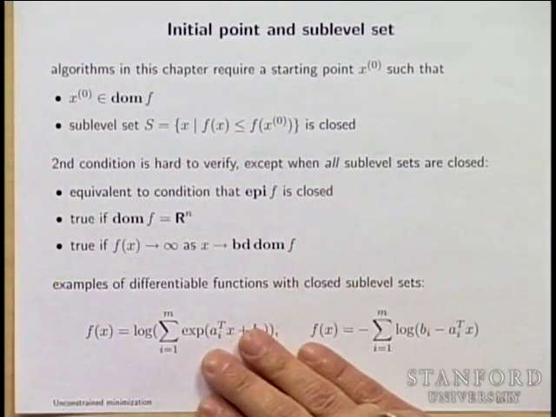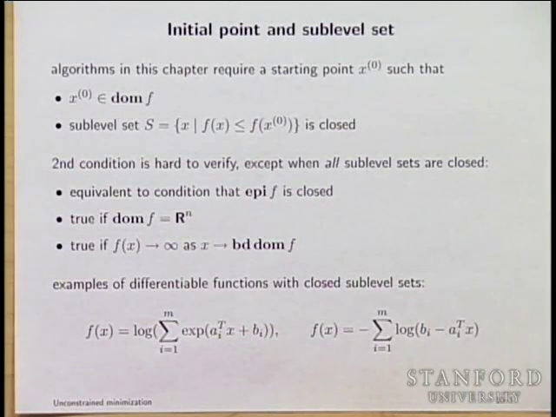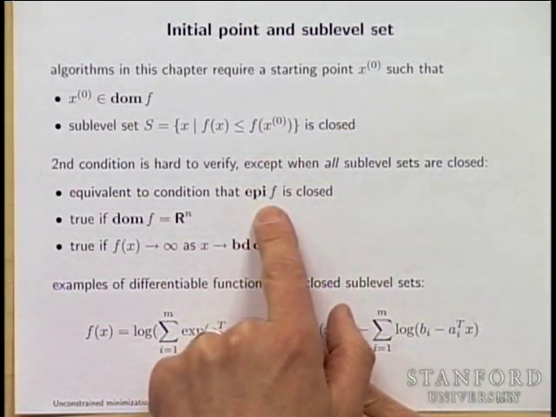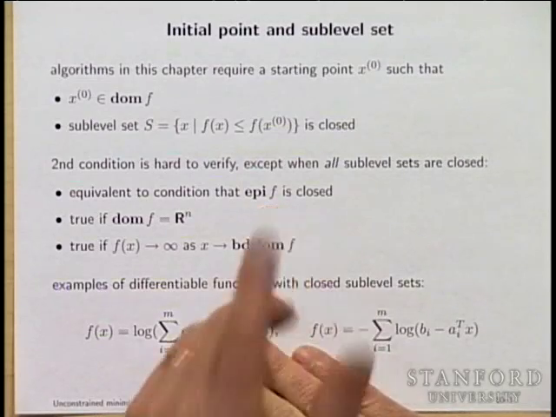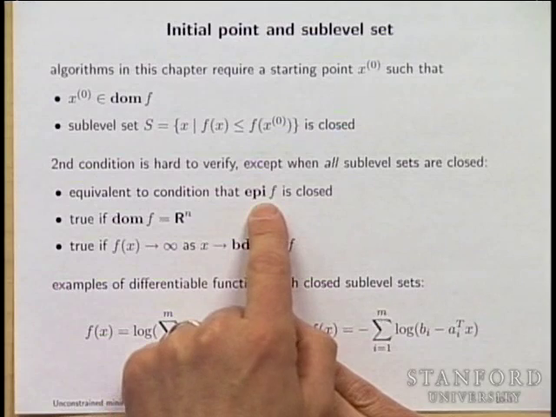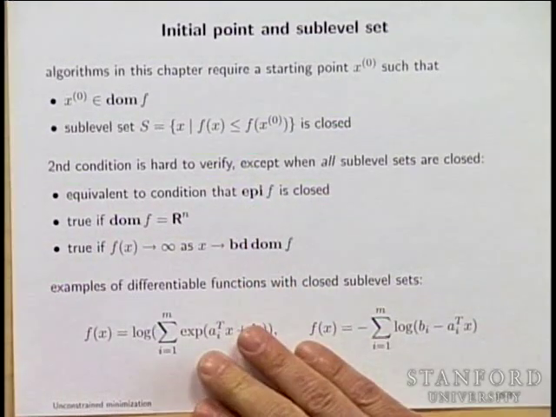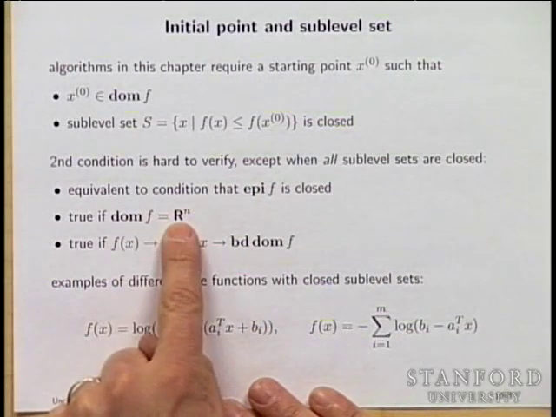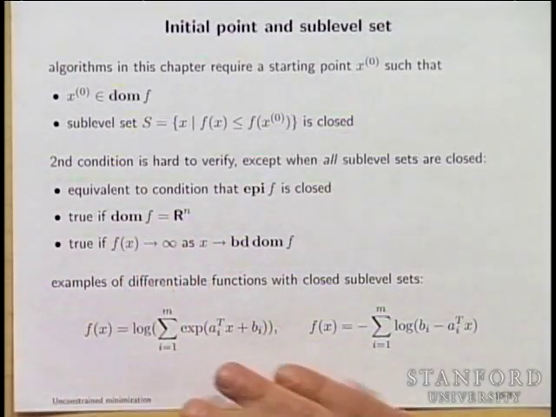Now, when all sublevel sets are closed, that's easy to work out. That basically is the same as saying that the epigraph of f is closed. And in fact, some people just call f then a closed function. That's standard notation in convex analysis, to call f a closed function if its epigraph is closed. And this would be true, for example, if the domain is everything. So that's one case. And another case is this.